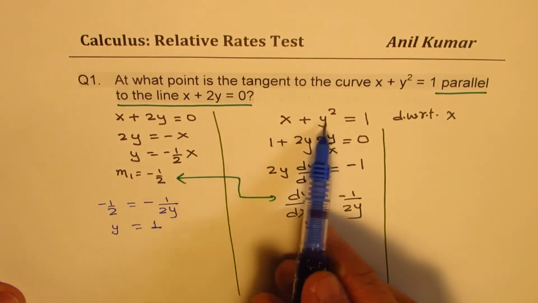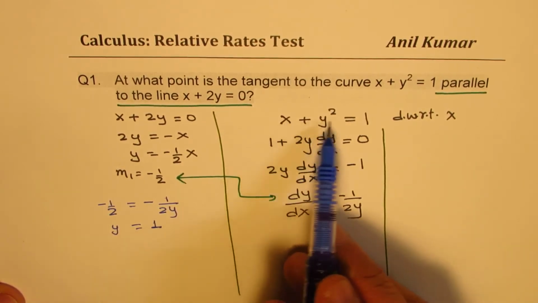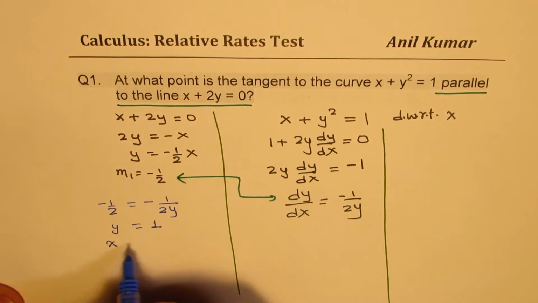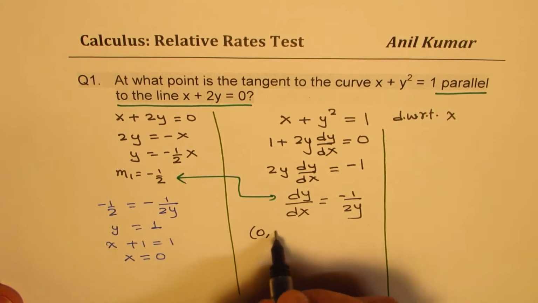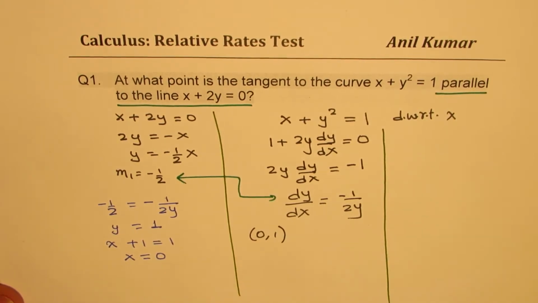Now if y is 1, we can place 1 here and find what x is. So we get x plus 1 equals to 1, that means x equals to 0. So the coordinates of the point are 0 and 1, right? So the coordinates are 0 and 1. Does it make sense to you?